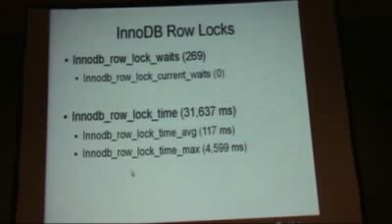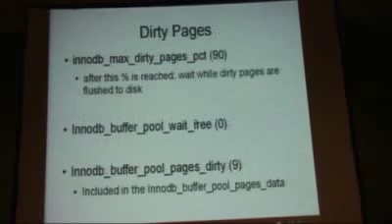InnoDB row locks, these are all status variables. They'll be in capital I. So how many times have you had to wait for a row lock? How many current threads are waiting for a row lock? How much total time you've waited for row locks? If this is large, okay, this is what, 31 seconds over, weeks, 31 seconds over however many queries we did.